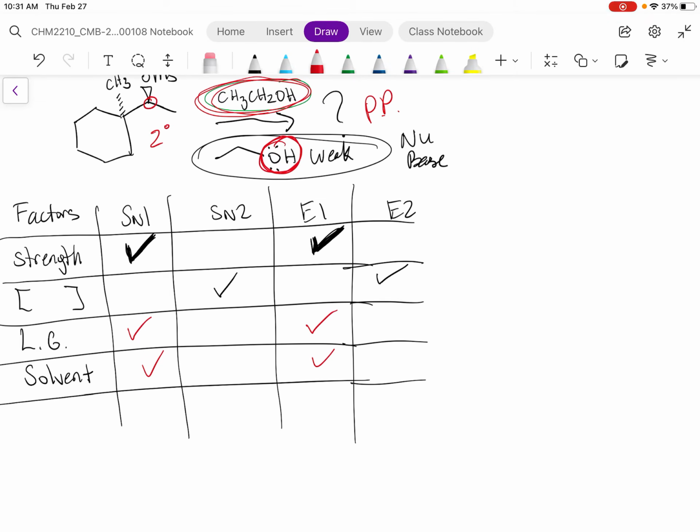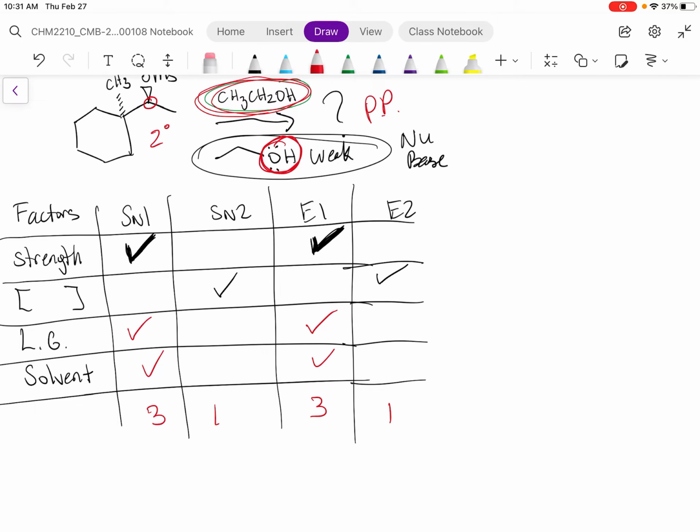And so now we just sum it up. There's 3, 1, 3, and 1. And now we have a tie between SN1 and E1. So how would you break the tie?